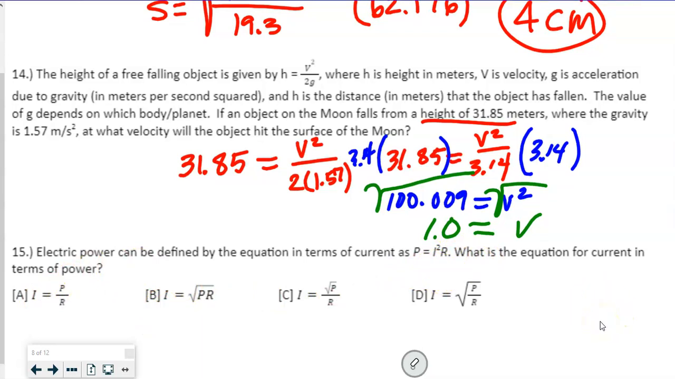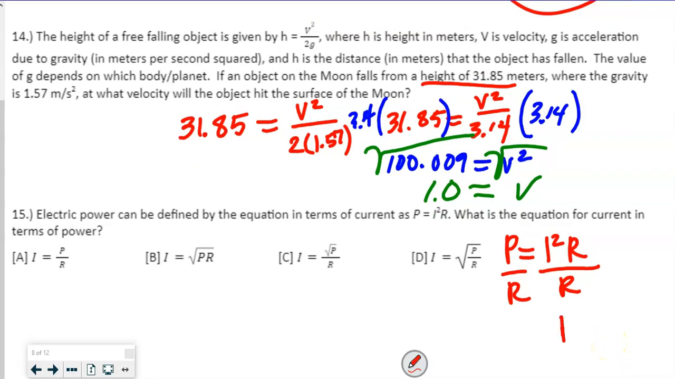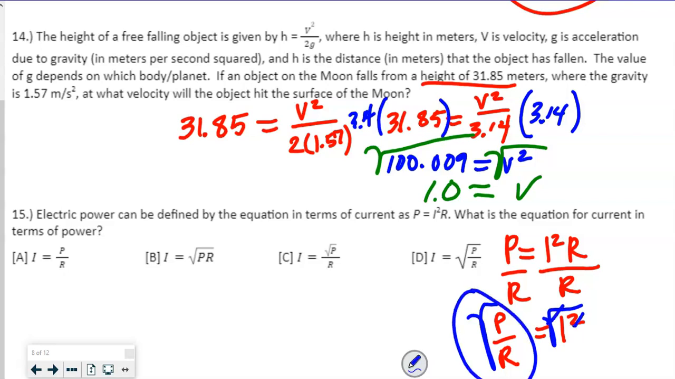So when we do that, we got P equals I squared R. So I'm going to divide both sides by R, aren't I? So that's going to get me I squared equals P divided by R. Now what do I have to do to get I by itself? Take the square root, right? So that's going to be my answer, because now the I squared is just I. So the answer is D.